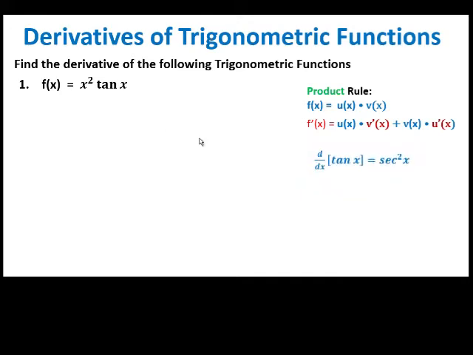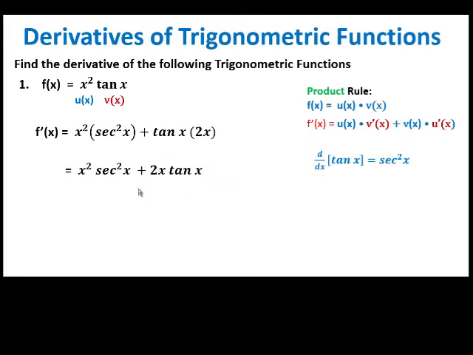So we also have that the derivative of tangent x is equal to secant squared x. Let us apply this rule here. So it is the first factor x squared times the derivative of tangent x, which is secant squared x, plus tangent x times the derivative of x squared, which is 2x. Then simplify and move the common factor x outside. So this is the derivative of the function.